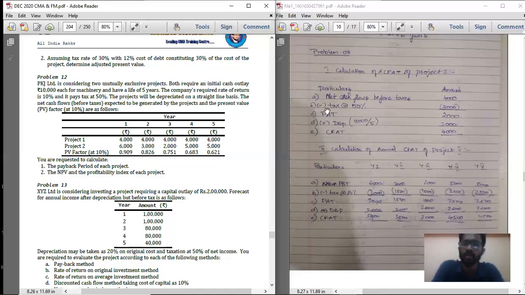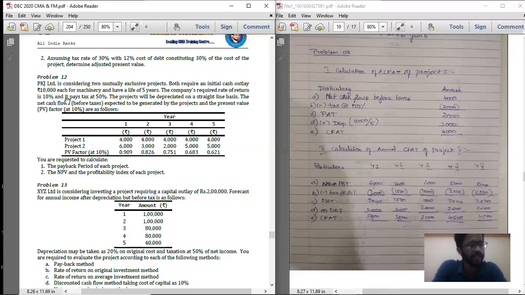Okay, below that, two columnar table. Statement number 1, calculation of annual CFAT of project 1. Below that, the 2 columnar table: first column particulars, second column amount. Below that, particular small a, net cash flows before tax. In respect of the amount column, how much is the net cash flows before tax? They have given net cash flows before tax, so record 4,000.